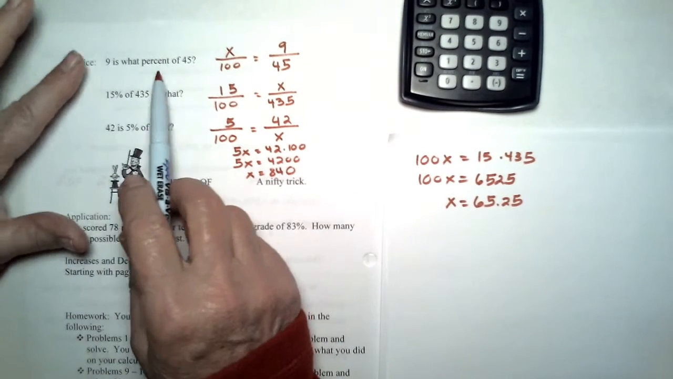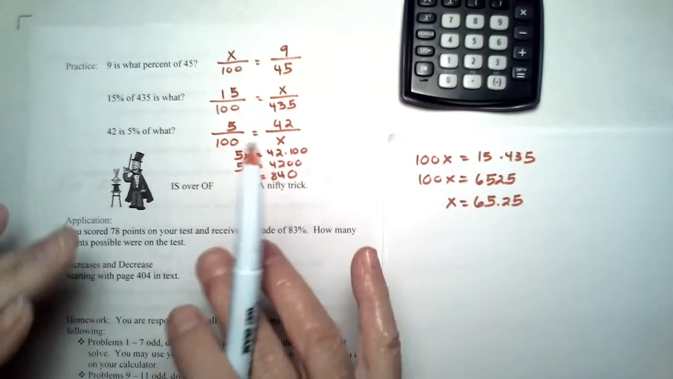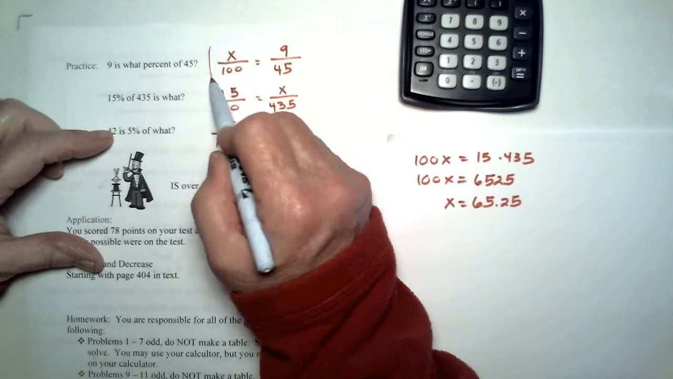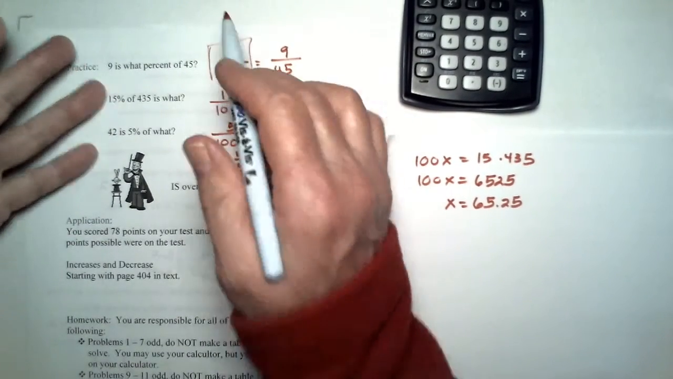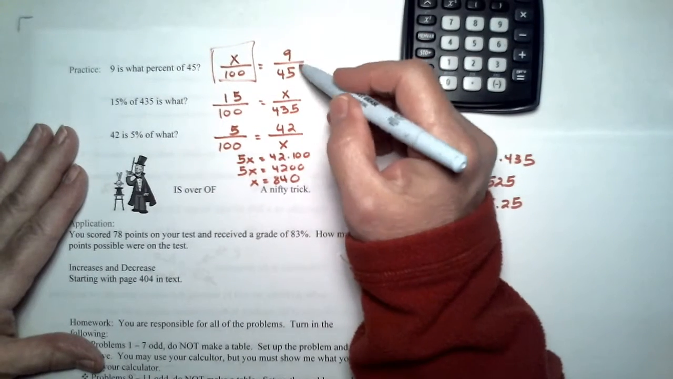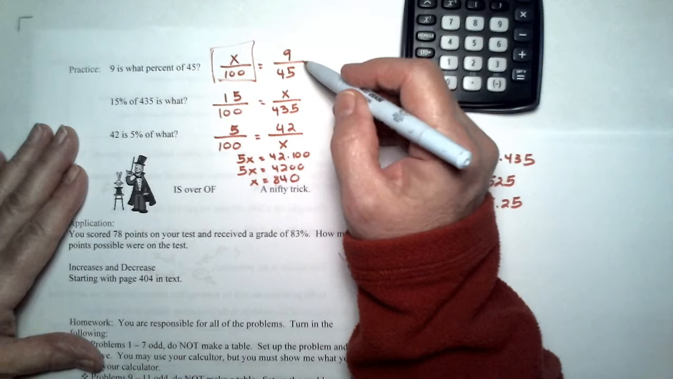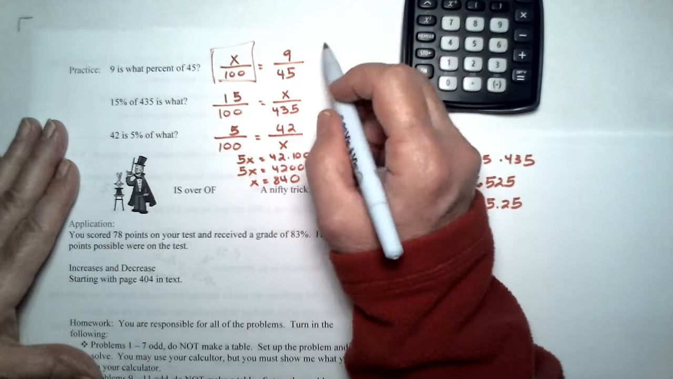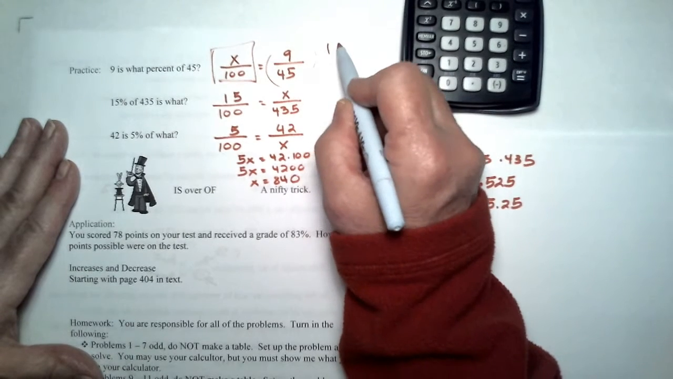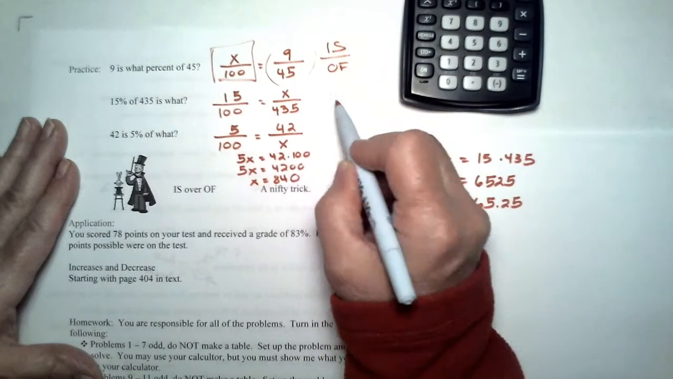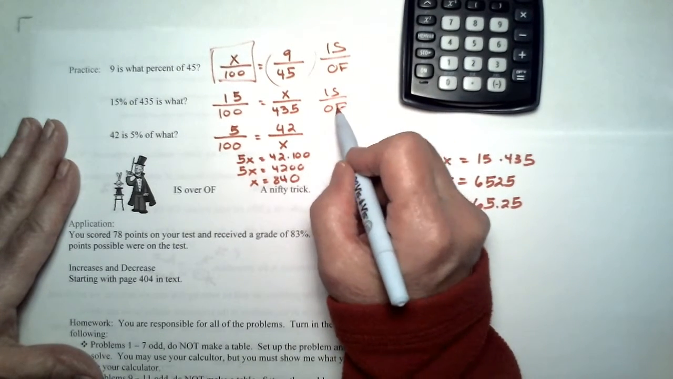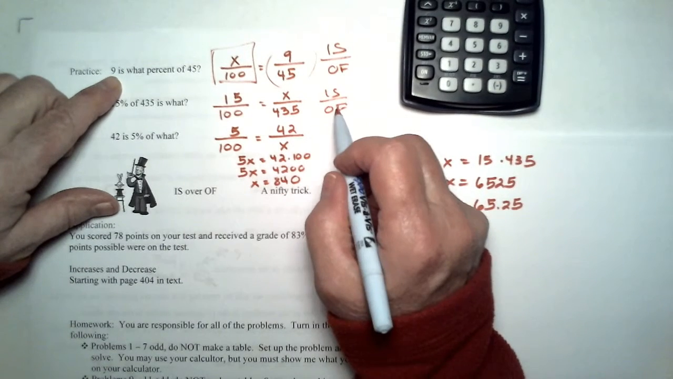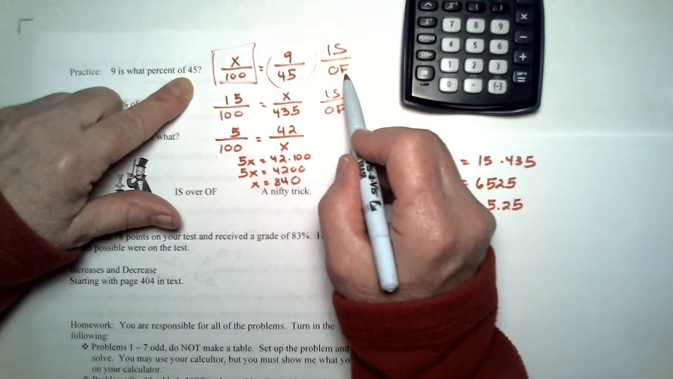Now, one of the difficult parts about setting this up, though it's not that difficult, is that I've got a little trick for you. This part is always going to be the same. This is the percent half of the proportion. And it's a matter of who goes where over here. If we could get that nailed down, we would be home free. Well, there's a little trick that says that the right-hand side is always is over of. What am I talking about, is over of? It says 9 is. That's what goes on top. Of 45. That's what goes on the bottom.